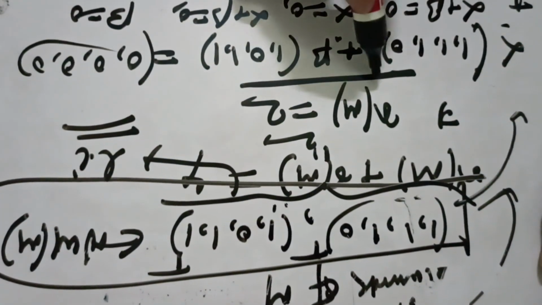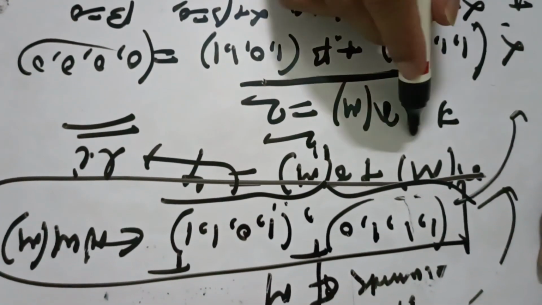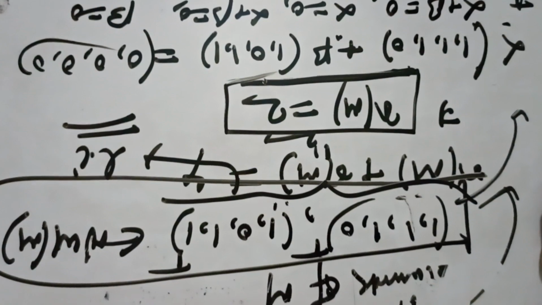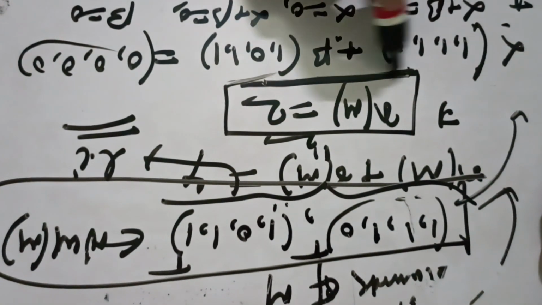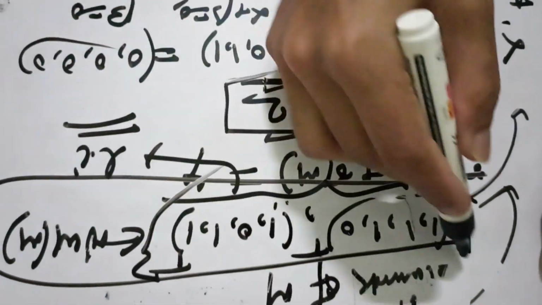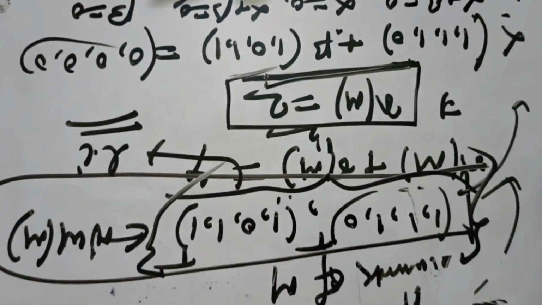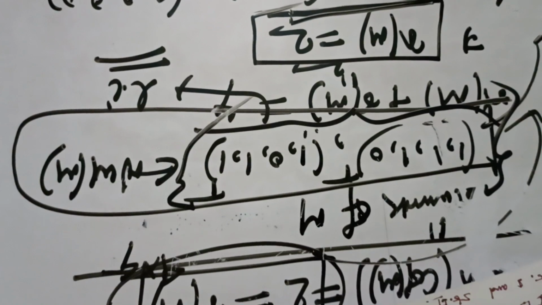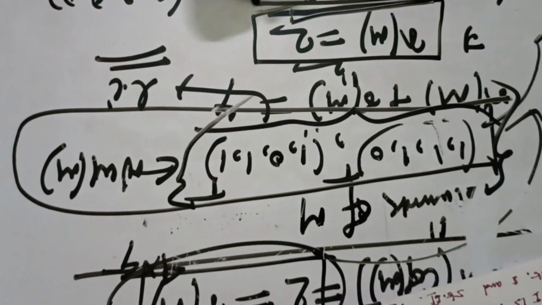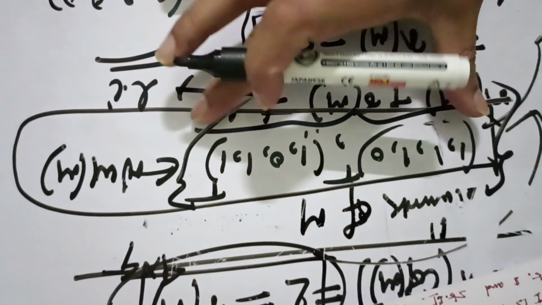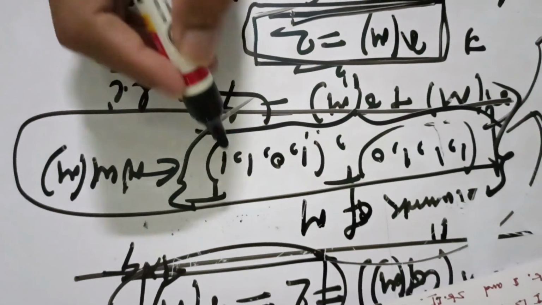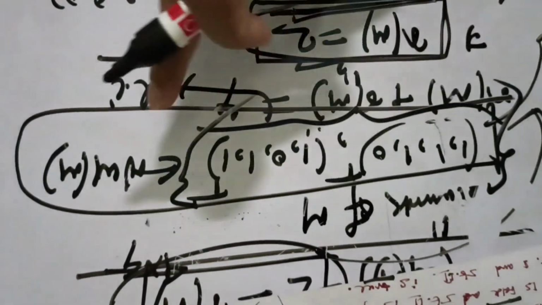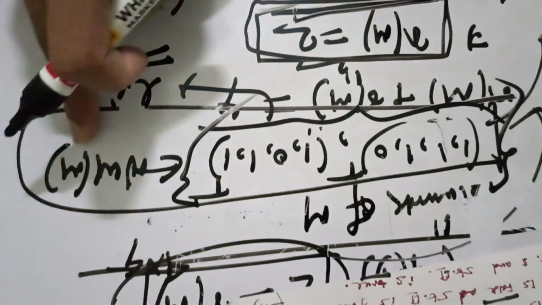Also, the condition says that nullity of M is 2. Since these vectors are linearly independent and nullity M is 2, these vectors form a basis of the null space of M. I am saying that these vectors form a basis of the null space of M.